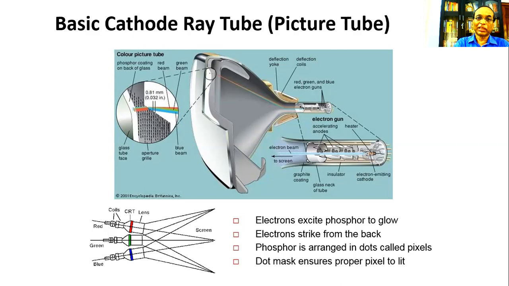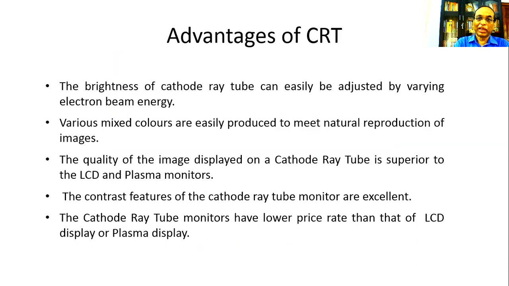This is the cathode ray tube, both the magnetic type and the electrostatic deflection system we have described. Advantages of cathode ray tube. The brightness of a cathode ray tube can easily be adjusted by varying electron beam energy, so it can be varied over a wide range. Various mixed colors are easily produced to meet natural reproduction of the images.